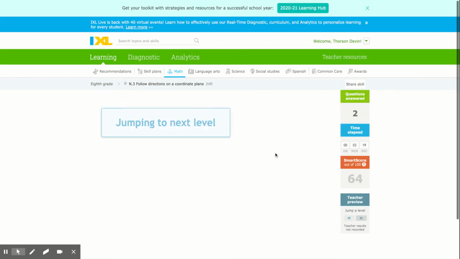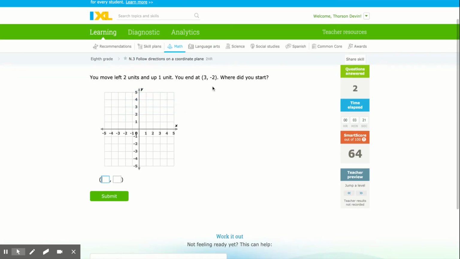Okay, I'm going to again jump ahead. And if you'll notice, they start to have us move a different way. They have us work backwards. So they're going to make sure you understand. It says you move left 2 and you move up 1 unit. You end at 3, -2. So this is where I ended up. So we got to think about, how do we go back the other direction?